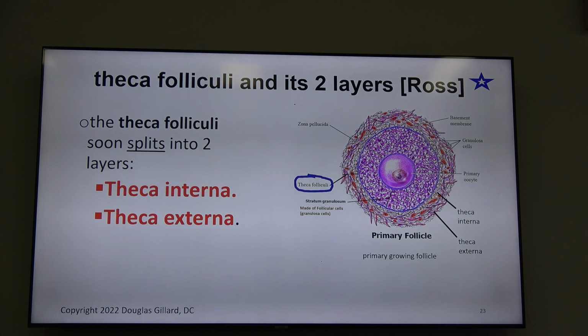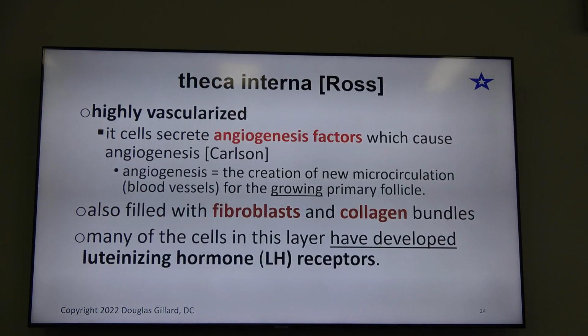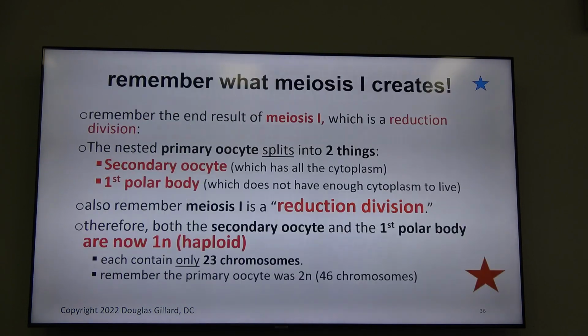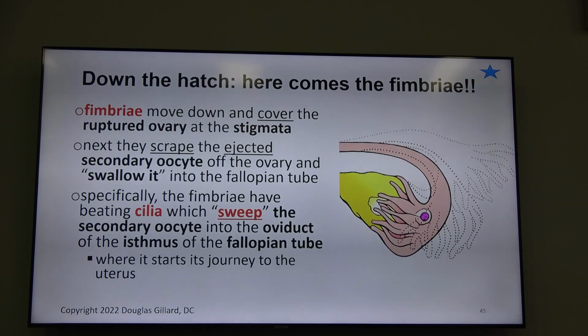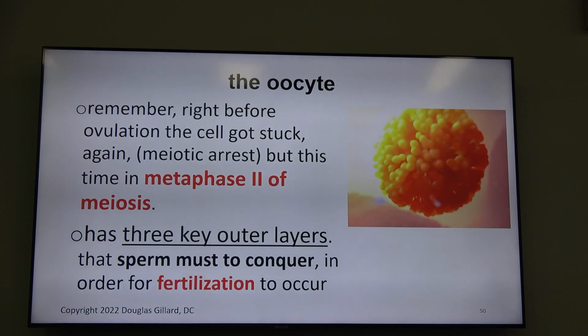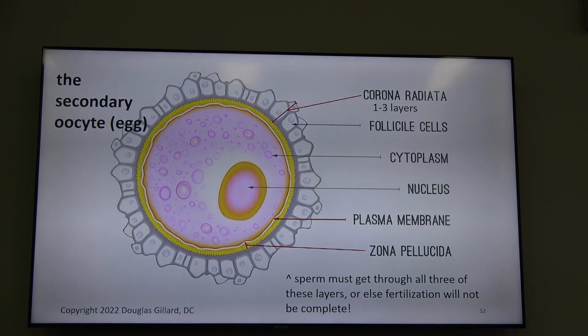So remember the sun picture? You good with that? Oh yeah, it's the best. That woman is so smart. There we go. So the cumulus oophorus here shoots out during ovulation. That goes right down the fallopian tube. It's the same layer, just in a different shape. So it becomes the corona. It's the same cells. They just want you to learn more names.